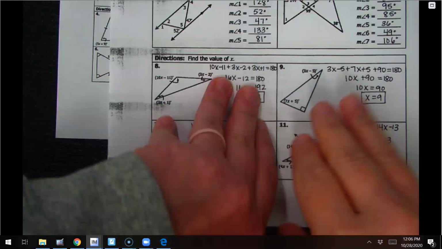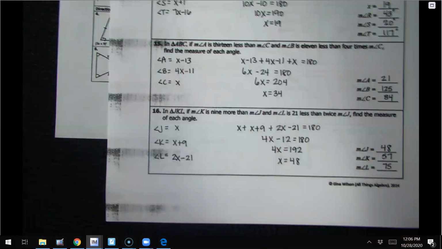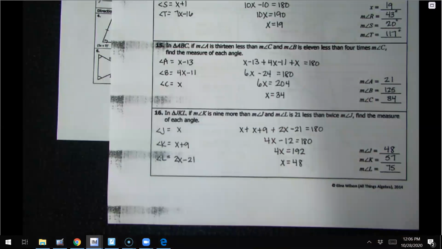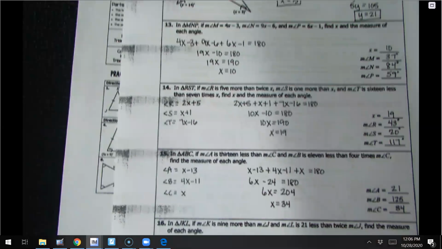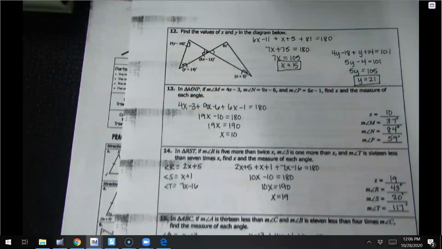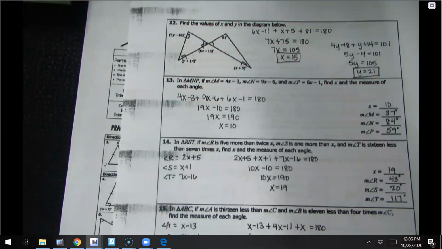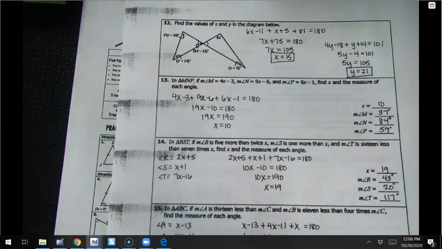If you don't have enough time to check yours, and you want to look at my key, you can do that at lunch, since y'all are with me during lunch, just to make sure you got yours correct. What'd y'all do on the back? 12, 13, and 14. If you haven't done it, do it.